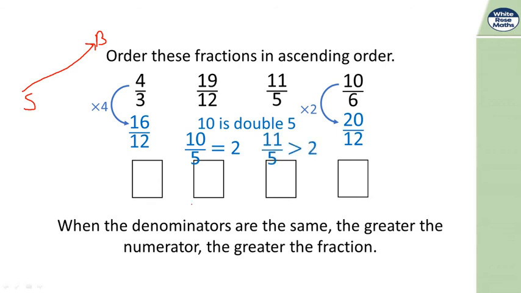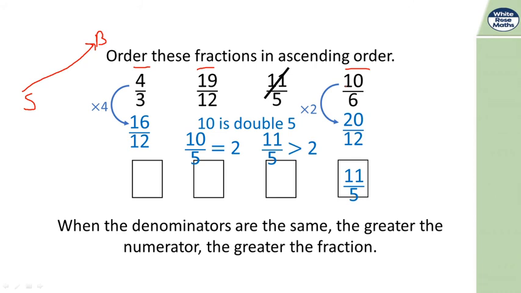So 11 fifths is worth more than 2. So those ones are all going to be smaller. So we're going to put that one straight in, because we know that that is worth more than 2 wholes, because 5 fifths plus 5 fifths plus 1 fifth is 11 fifths. Because we know that's worth more than 2 wholes, we can put that straight in as the biggest, because we know none of these other ones are worth more than 2 wholes, because that would have to be more than 6 thirds, that would have to be more than 24 twelfths, and that would have to be more than 12 sixths. So that one's in. We can ignore that one now.